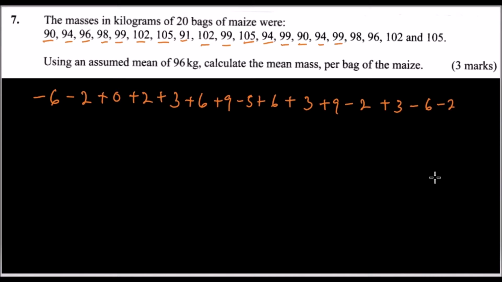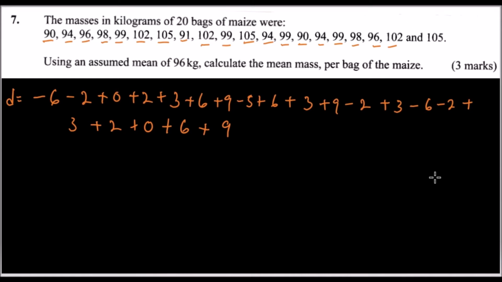99 minus 96, we have plus 3. Then 98 minus 96, that's positive 2. 96 minus 96, we have 0. 102 minus 96, we get positive 6. And finally 105 minus 96, which gives you 9. So those are the differences, which we can call D, which is data minus assumed mean.